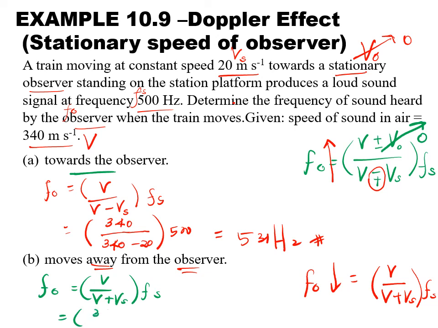So 340 divided by 340 plus 20 times Fs. So you will get 472 Hz.